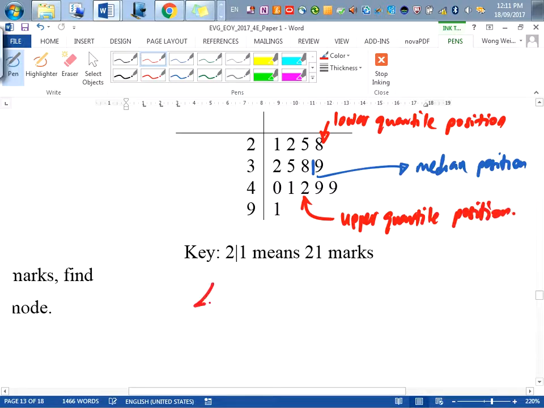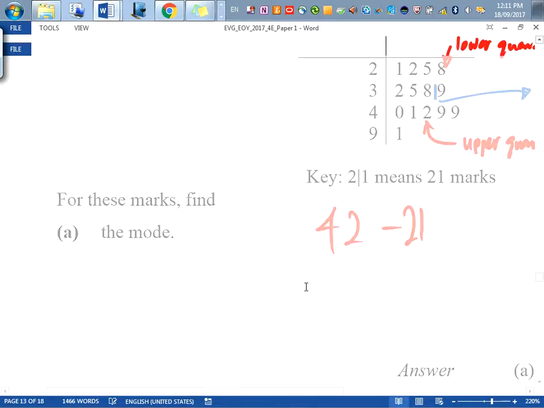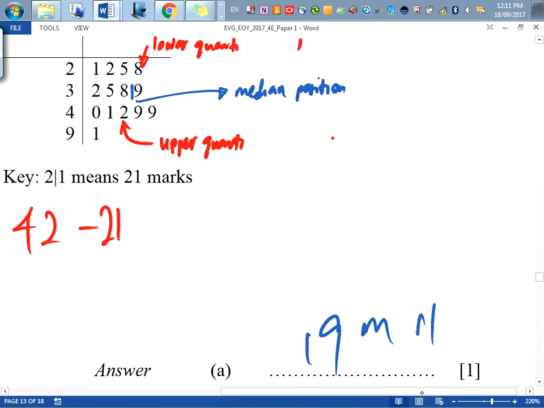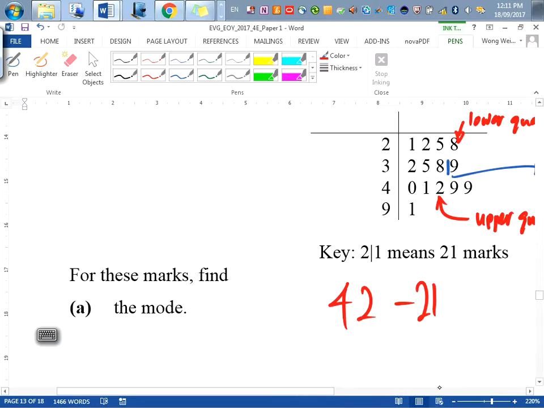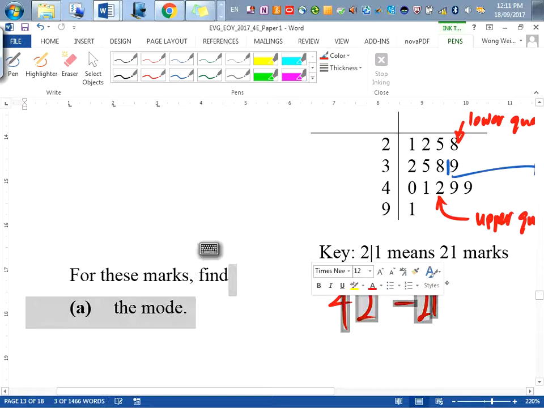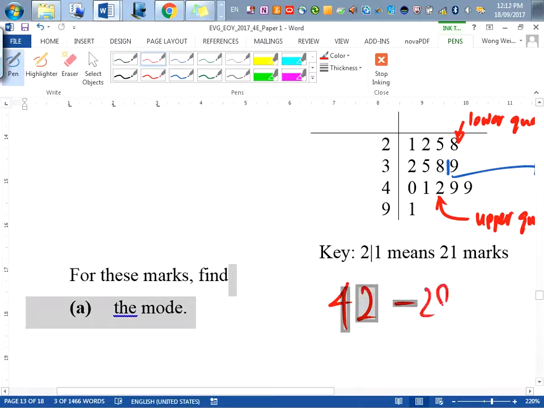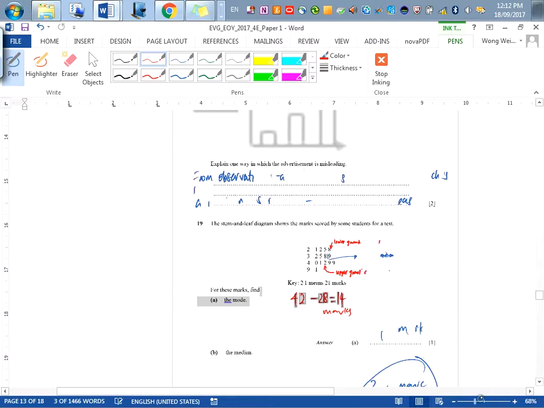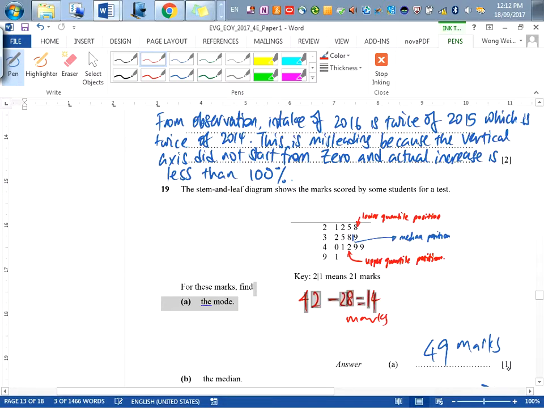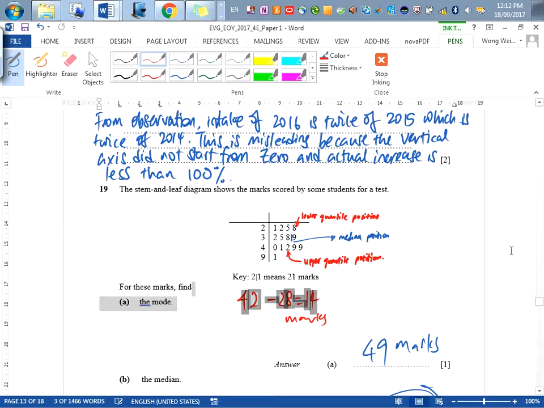So I have 42 minus 28. And that gives me 14 marks. Okay? I don't know what y'all do sometimes.